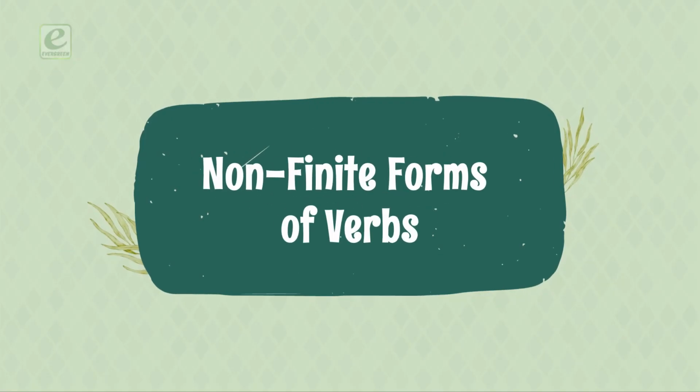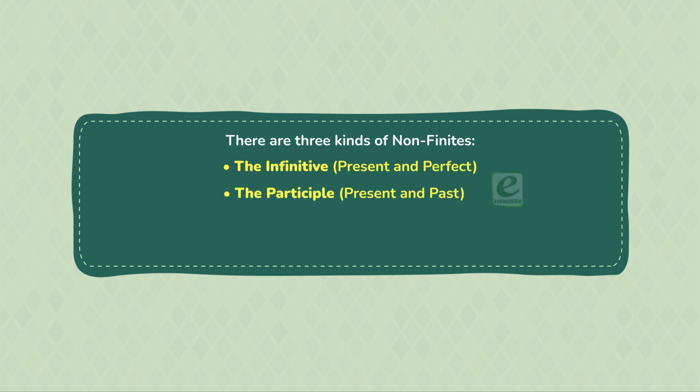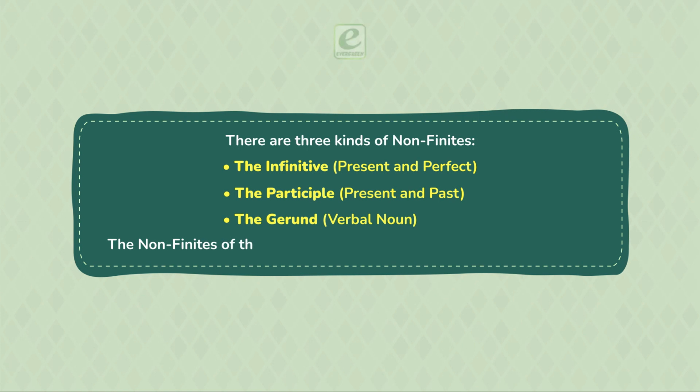Non-finite forms of verbs. There are three kinds of non-finites: the infinitive, present and perfect; the participle, present and past; the gerund, verbal noun. The non-finites of the verb be are to be, to have been, being, been.